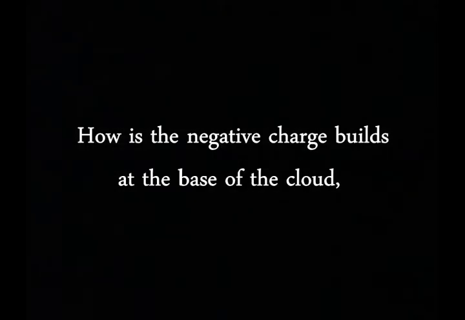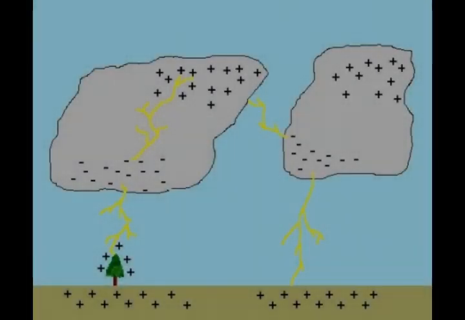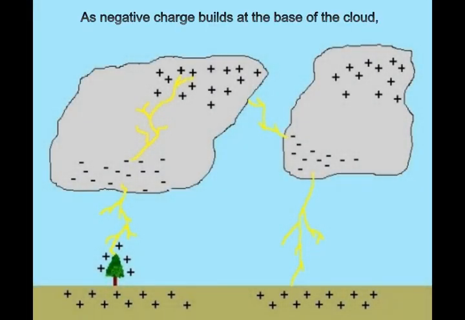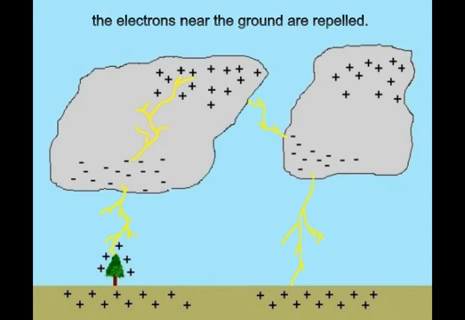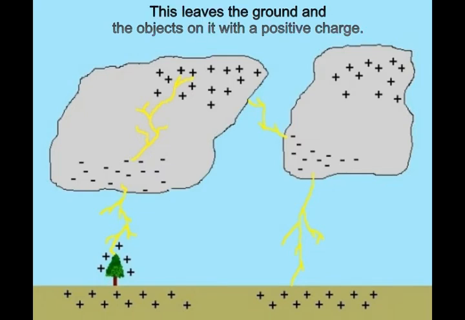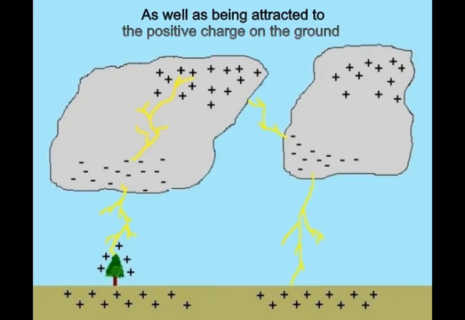How is the negative charge built at the base of the cloud attracted to the positive charge on the ground? As negative charge builds at the base of the cloud, the electrons near the ground are repelled. This leaves the ground and the objects on it with a positive charge, as well as being attracted to the positive charge on the ground.